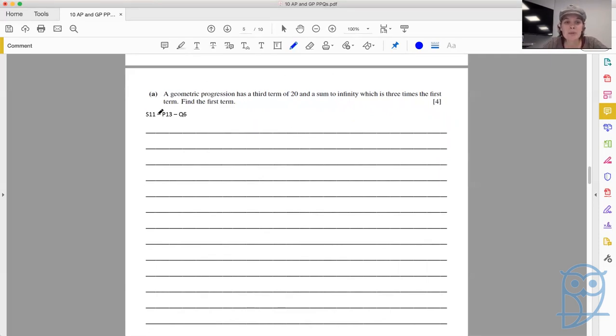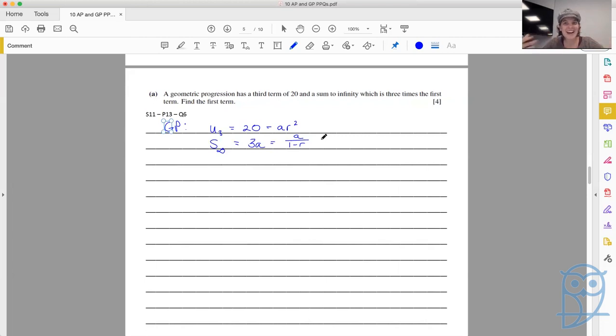So a GP, we write it down, has third term of 20, U3 equals 20, and a sum to infinity which is 3 times the first term. Sum to infinity equals 3 times the first term, 3a. Find the first term. Well, U3, remember, is also ar squared, ar to the n minus 1. Okay, and the sum to infinity is a over 1 minus r.